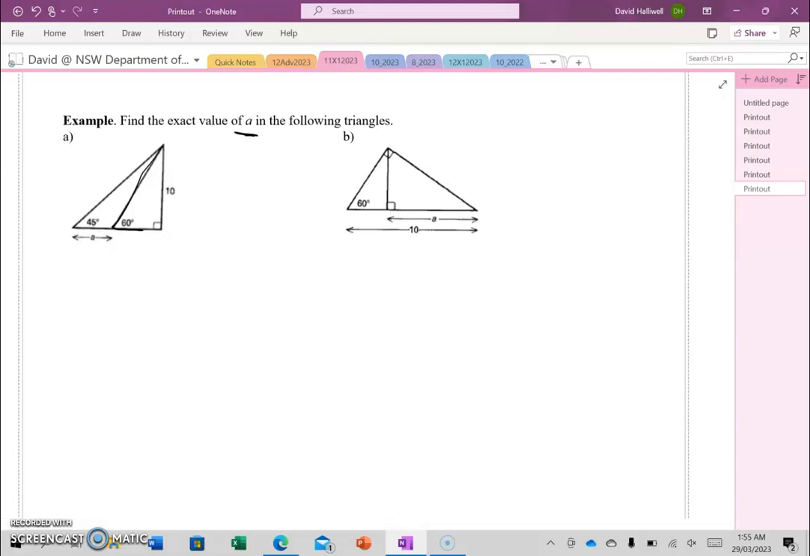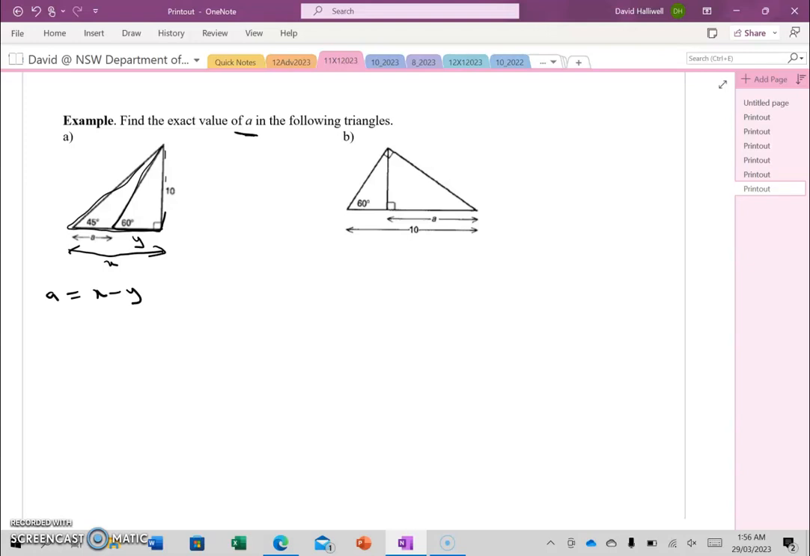I see one triangle here with 60. I see one triangle here with the 45. It might be useful to have an extra variable here, call it y, and maybe an extra variable here, call it x. And then A will just be x minus y, right? So let's focus on working out what x is and what y is.